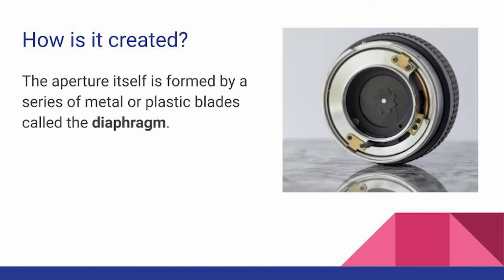How is it created? The aperture itself is formed by a series of metal or plastic blades called the diaphragm. These blades open and close, which creates different sized holes, and this forms the aperture.